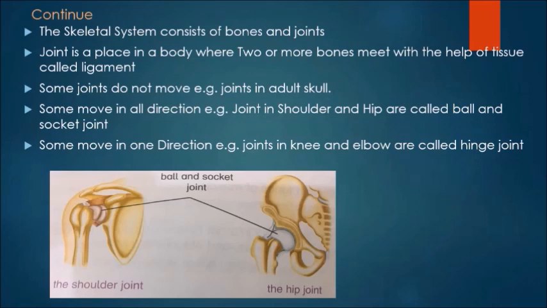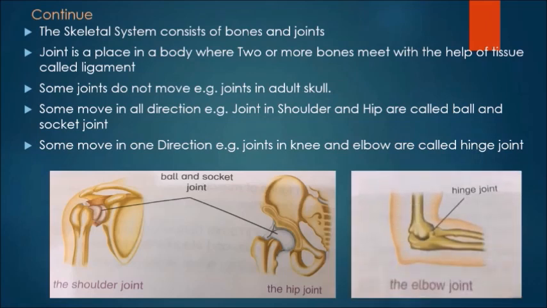Whereas the hinge joint moves in only one direction. And in the diagram you can see it is present in the elbow joint. And the elbow can move in one direction.